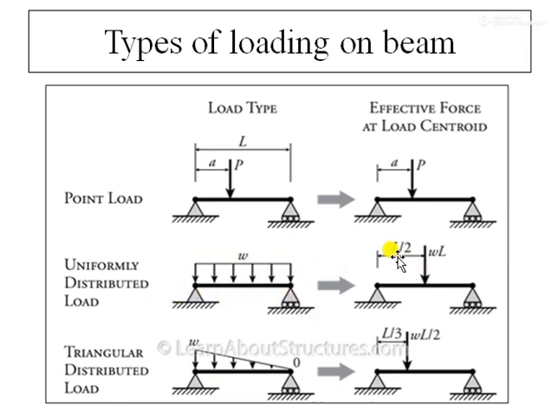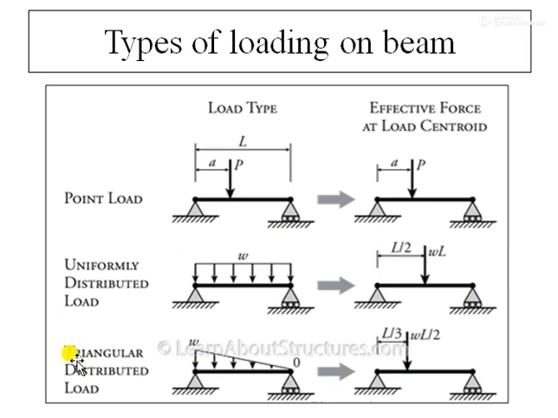So the intensity of load was W, and let us consider that the length of the beam was L. So the magnitude of the point load acting here will be W into L. Now where will it act? It will act exactly at the center of the UDL, the uniformly distributed load. That is at a distance of L by 2 from the left or L by 2 from the right.